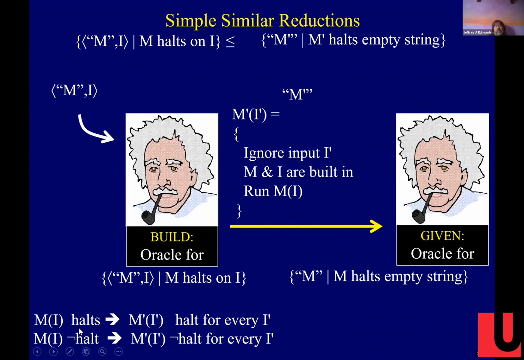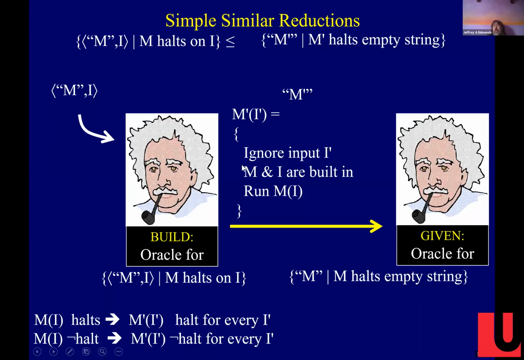What happens here? If M prime, we want to make sure we still have that if M on I halts, then what does M prime do? It says hi. We kind of got rid of the fact that it says hi, but it's simulating it. So it's going to halt for every input, because it's still ignoring its input. We're basically doing the same thing we did, but we didn't bother to say hi.